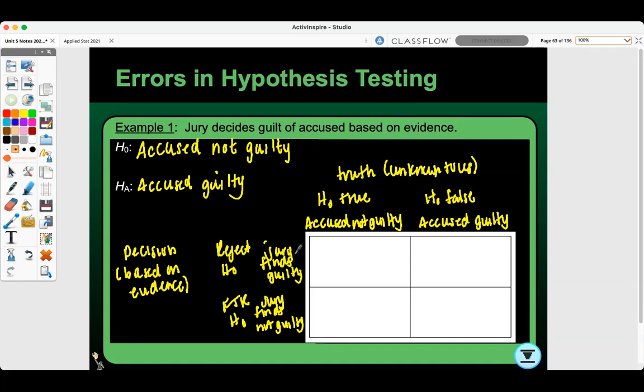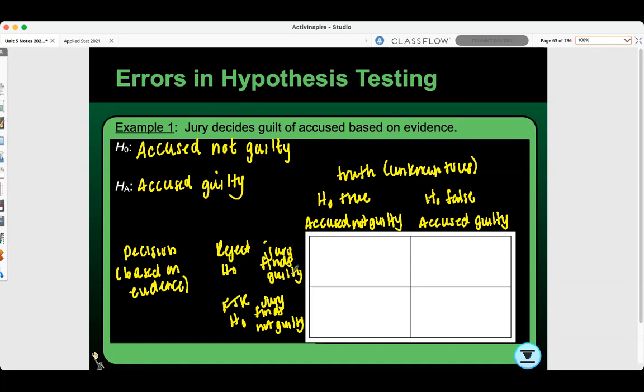Now, when we reject our null hypothesis, jury finds guilty, and the accused is guilty, that's a correct statement. However, when we reject our null hypothesis, meaning we find guilty, and the accused is not guilty, that is a type 1 error. When we fail to reject the null hypothesis, and the accused is not guilty, that would be correct. However, when the null hypothesis is false and we fail to reject the null hypothesis, that's a type 2 error.